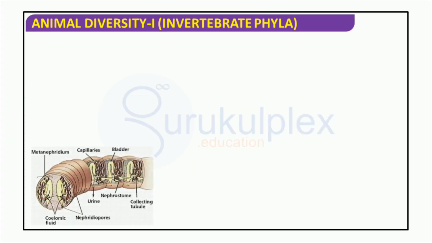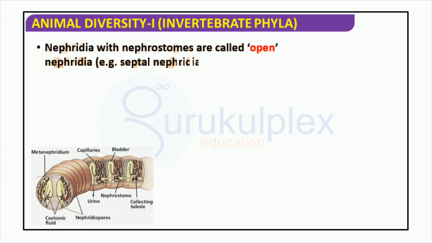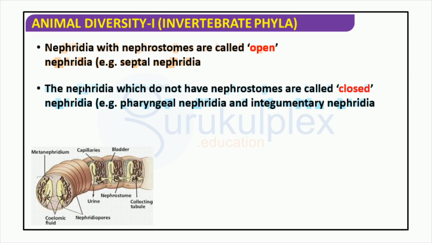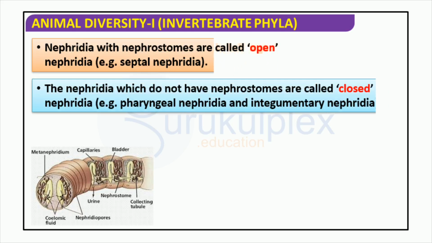Earthworms are remarkable creatures with essential functions for their environment. Of notable importance is their nephridia, divided into 2 main types: open and closed, further broken down into enteronephric and exonephric varieties. Open nephridia contain nephrostomes, while closed nephridia do not.